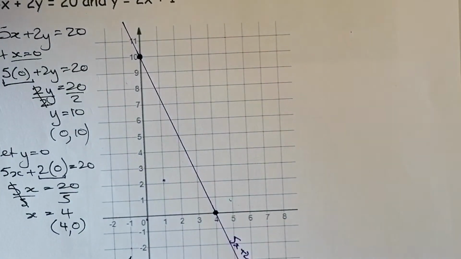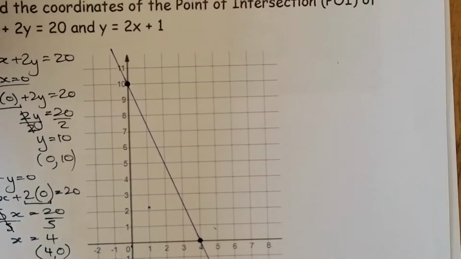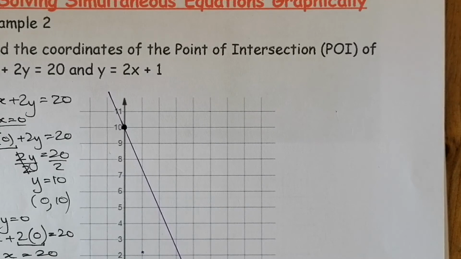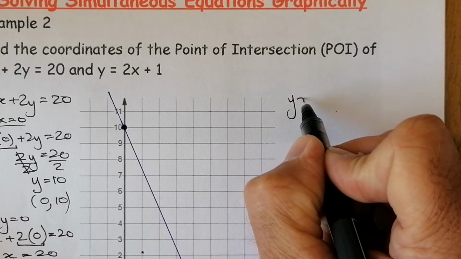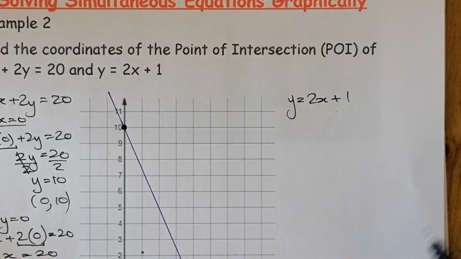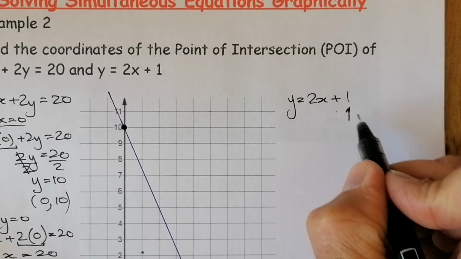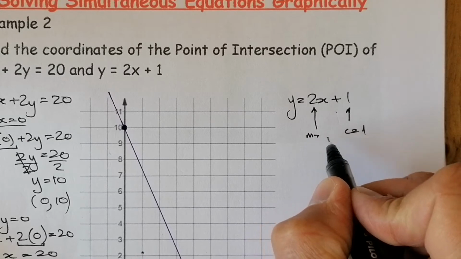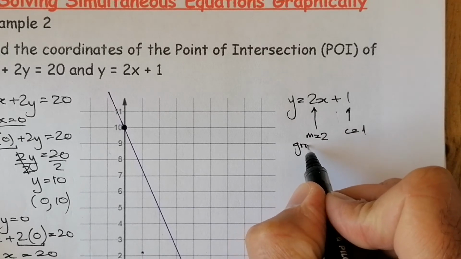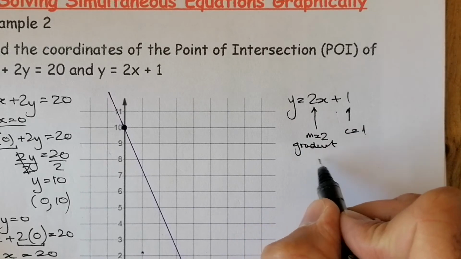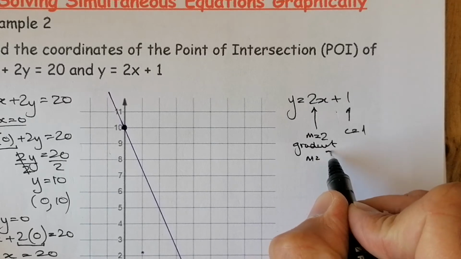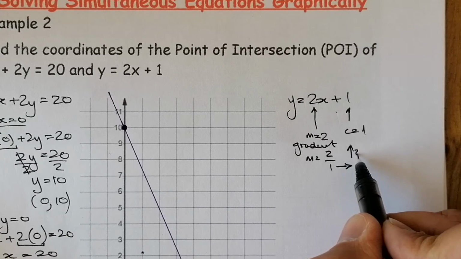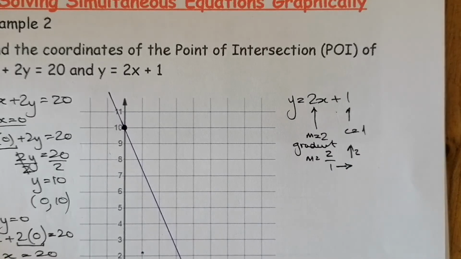Okay. So next I'm going to be doing the other equation. So y equals 2x plus 1. All I'm going to do is work on that being my c value, c of 1, and that there being my m value or my gradient. So that's my gradient. And remember the gradient of 2 is equal to 2 over 1. That means every time I go along 1, I go up 2 places. So that's what I'm going to do on the graph.